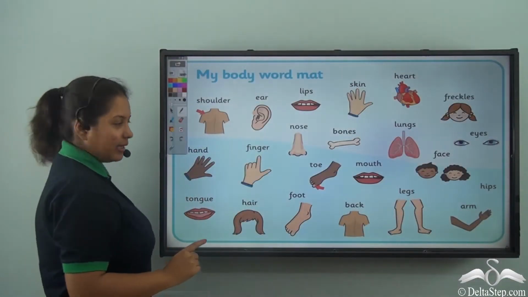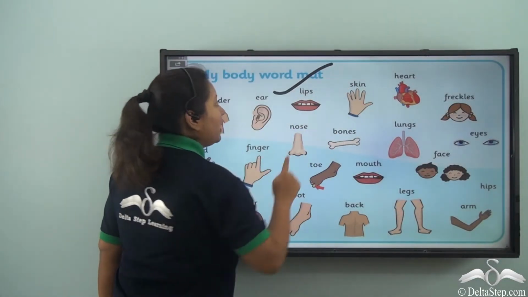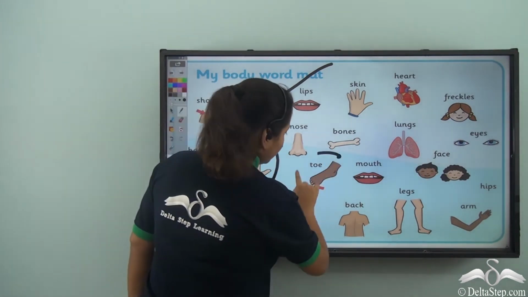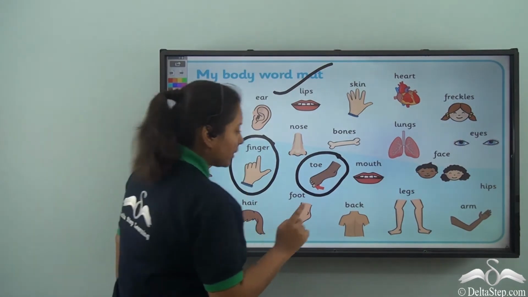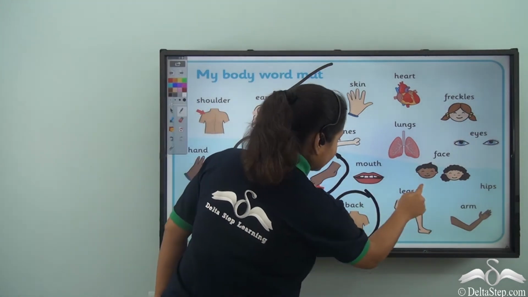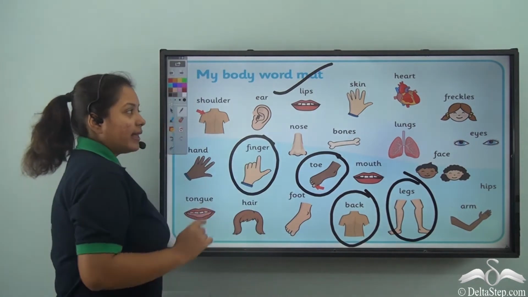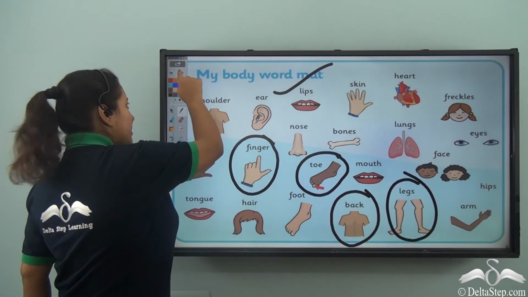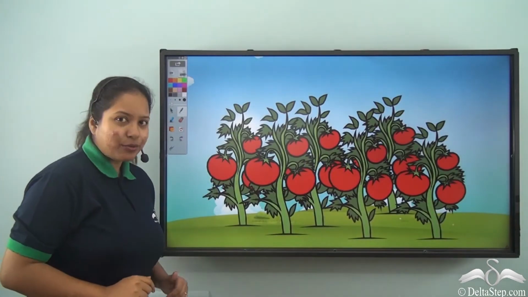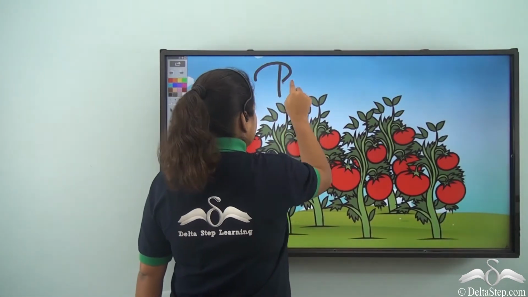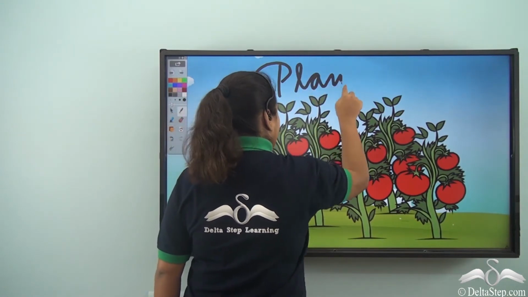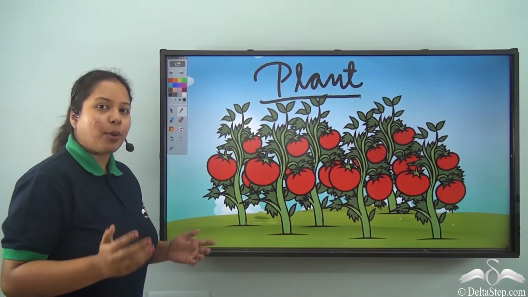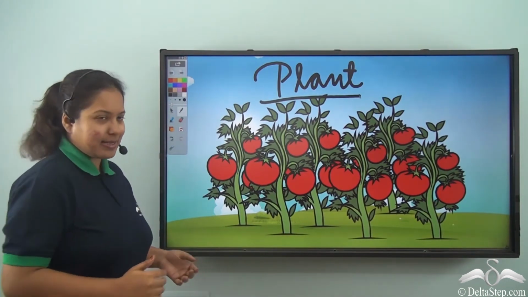Over here you can see there are so many body parts. For example, finger, toe that we have already seen. Also with that we have back, legs. So there are so many body parts of us, right? Similarly, what is this over here? Well, this is a plant and we have learned that plants also have their body parts just like us.